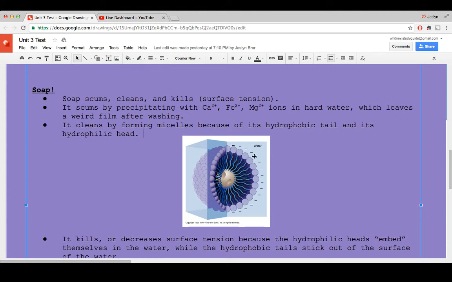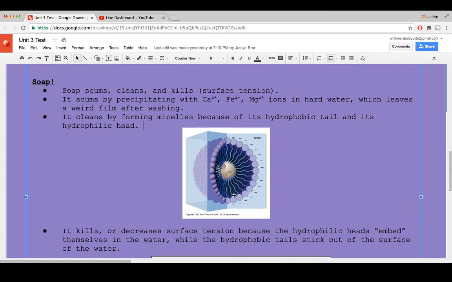And that will form this spherical structure. Usually it's sketched as a cross section instead of a sphere. That's how it actually is in real life, but usually in books it's just a circle.